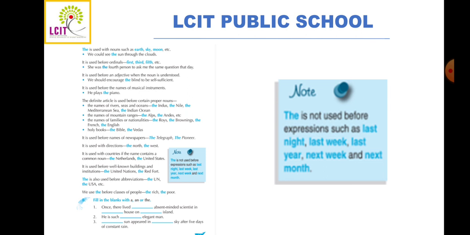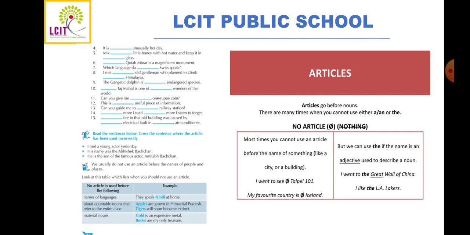Now we know that articles are used in some places according to vowels and consonants. Now there are certain things in which articles are not used. So there are some examples of it. Articles usually go before nouns, but there are many times when we cannot use either a, an or the, means there are times where we cannot use either a definite article or an indefinite article.